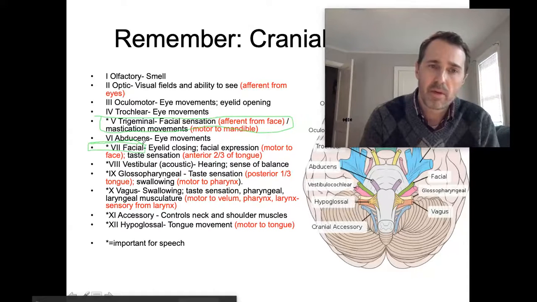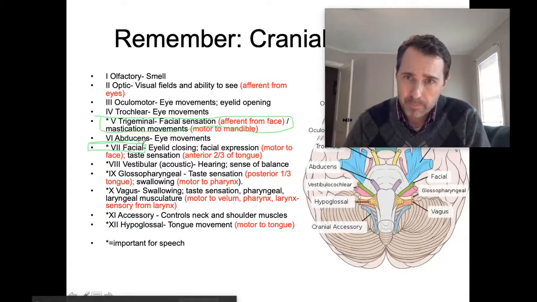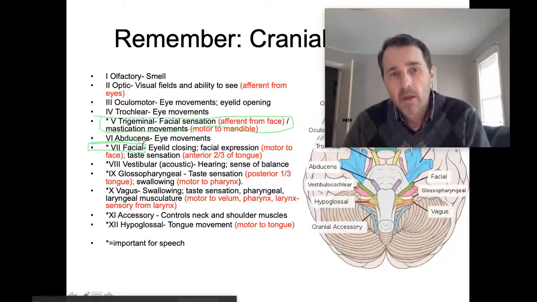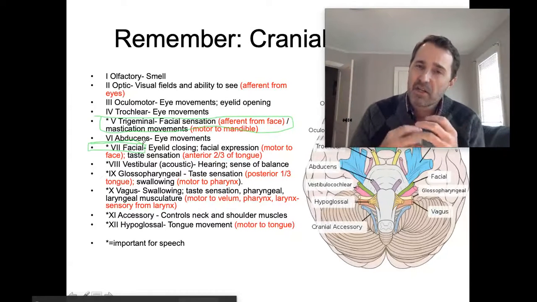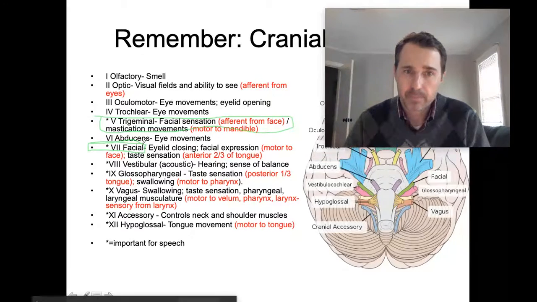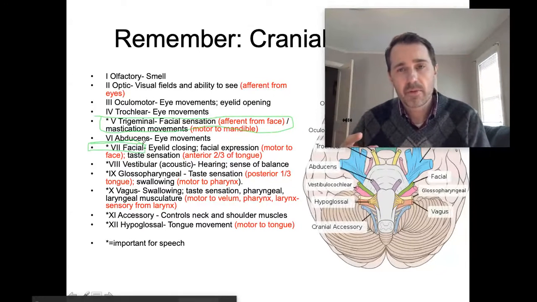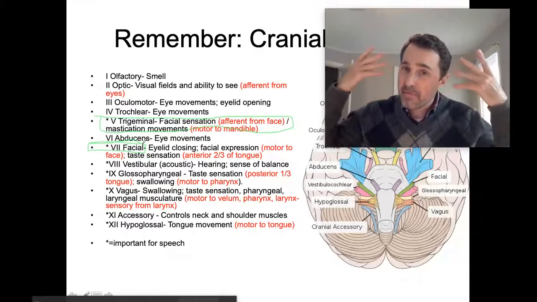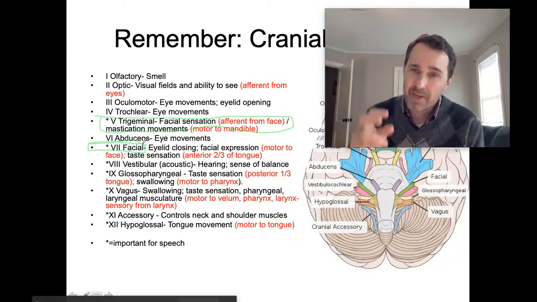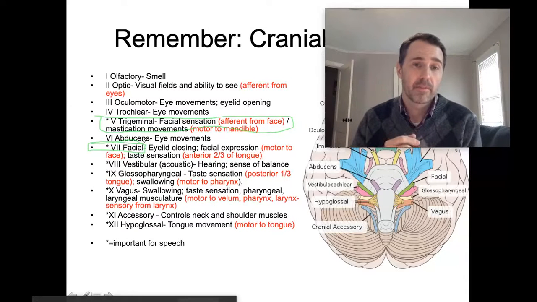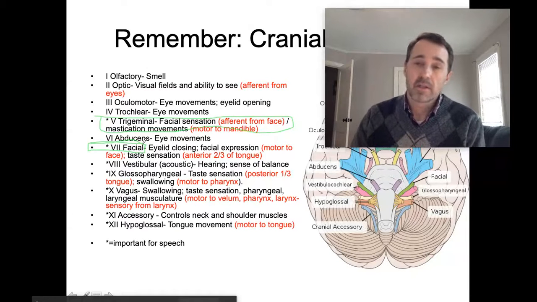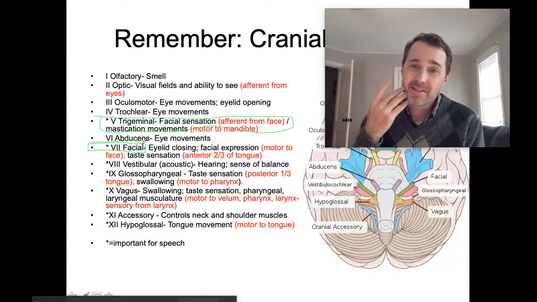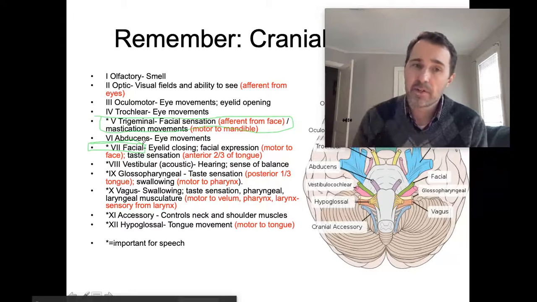So now we've already made it to the seventh cranial nerve, the facial nerve. The facial nerve does motor to the face and sensation from the anterior 2/3 of the tongue. Don't confuse the trigeminal, which does sensory from the face, and the facial that does motor to the muscles of the face. Don't confuse those. Trigeminal does sensory from the face, motor to the mandible. Facial does motor to the face, sensation from the anterior 2/3 of the tongue.